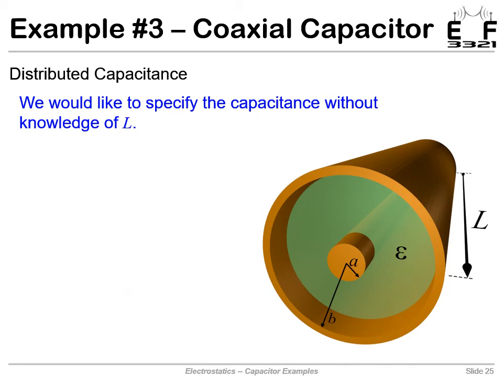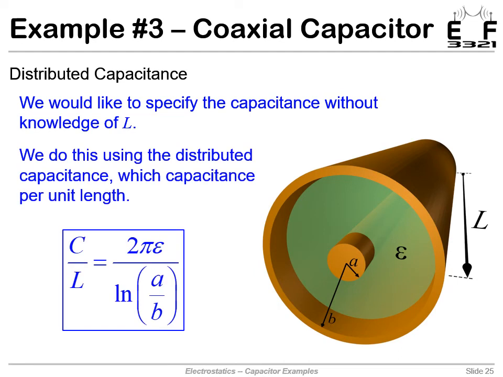Now, usually when we specify the capacitance of a transmission line, we don't know how long the transmission line is. So we would like some kind of metric that is independent of the actual length. And so what we can do is specify what's called the distributed capacitance. And this tells you the capacitance per unit length.